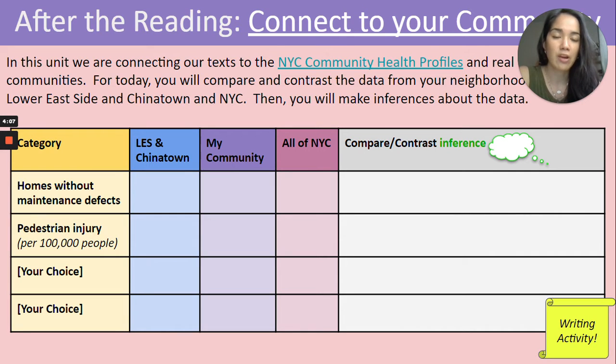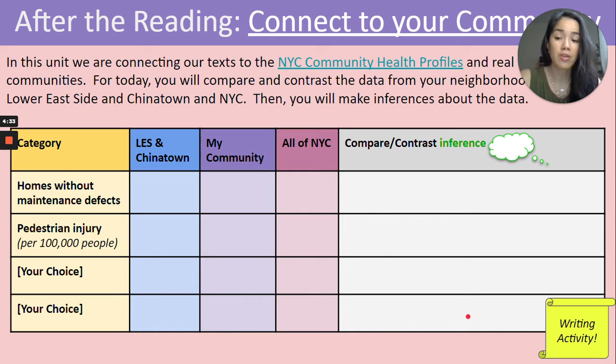Okay, welcome back. I hope you enjoyed looking over your community health profile. For the after the reading, we are going to be connecting what we learned to our community, and we are going to be comparing our communities to the Lower East Side and Chinatown, as well as all of New York City. We're going to look at some of the categories you just saw in the document, and then we are going to be writing what we think about all of this information.